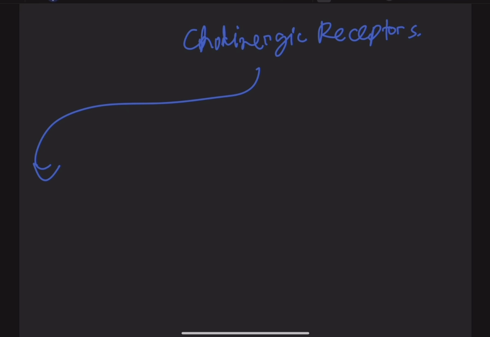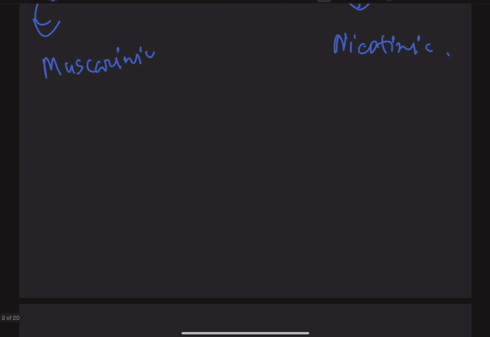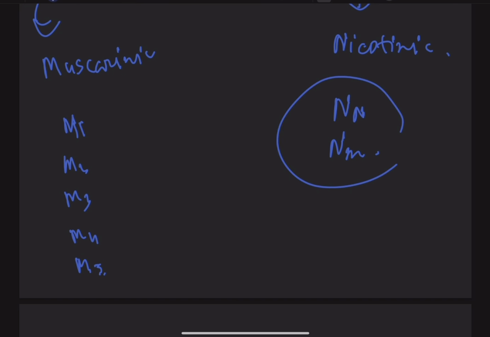So there are two types of cholinergic receptors. There is the muscarinic receptor and there is the nicotinic receptor. Muscarinic receptors are M1, M2, M3, M4, and M5. This is the subclass of the muscarinic receptor, and there is the NN receptor and the NM receptor. These are the nicotinic receptors.